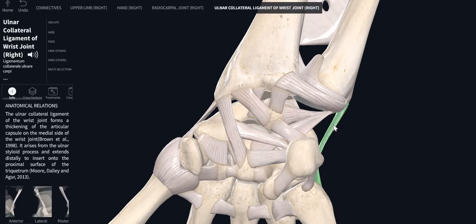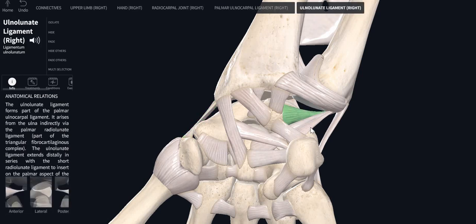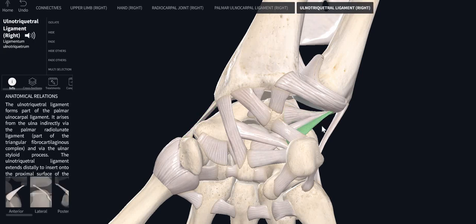Of course, if you remember, this was part of what? Of the triangular fibrocartilage complex ligaments. And then it is also held by the radial collateral ligament, and by the ulnolunate and ulnotriquetral ligaments. These are responsible for stabilizing this wrist joint, the radiocarpal and the radioulnar.